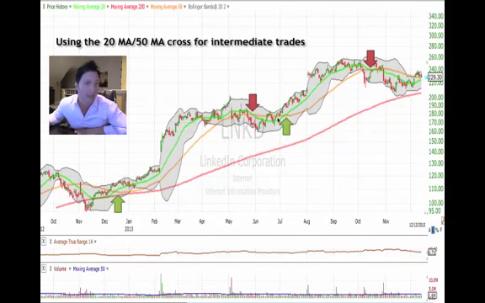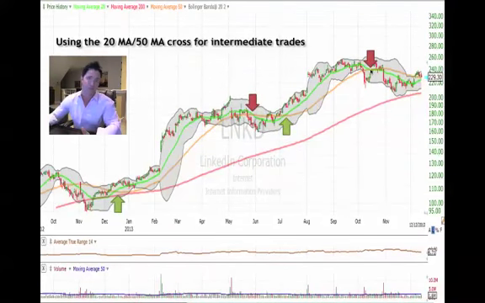Not a bad run. Next entry point comes around about $178, right in this level right here. You can see my green arrow. There's the cross. And again, hold, hold, hold, and then cross. The next cross would be our exit point. And again, that's up around $240.